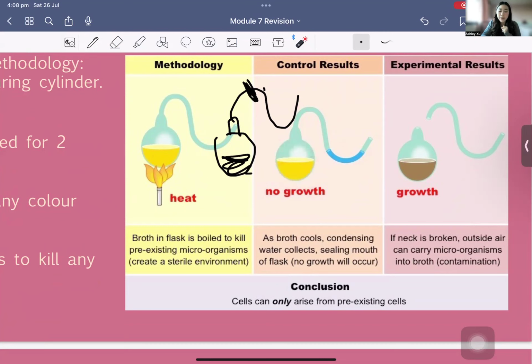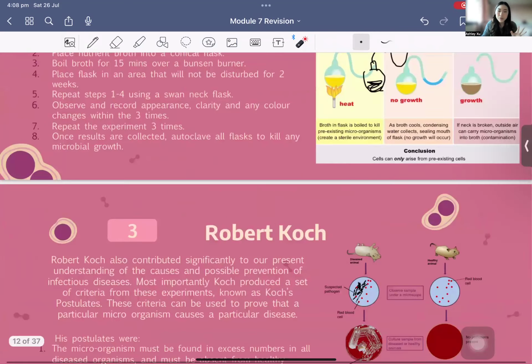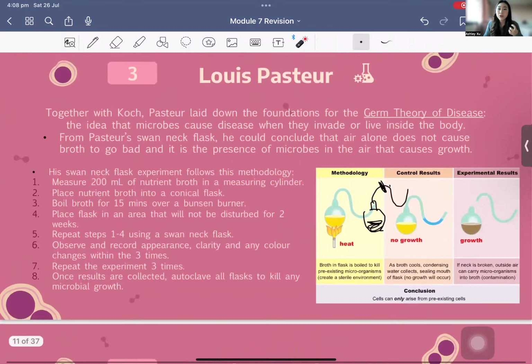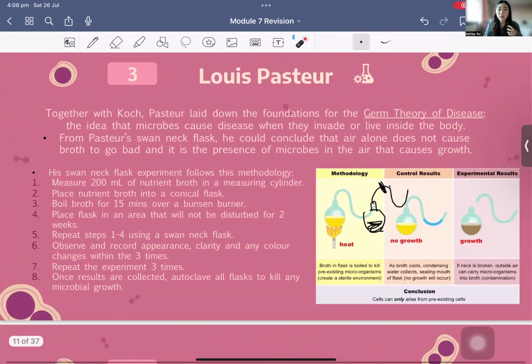Okay, so what that means is microbes cause broth, and cells can only arise from pre-existing cells. That was his conclusion. Because his swan neck flask, he broke that off, he got microbe growth, that means it was microbes affecting the broth. Okay, so that's Louis Pasteur. Remember his experiment, remember his contribution to the germ theory of disease.